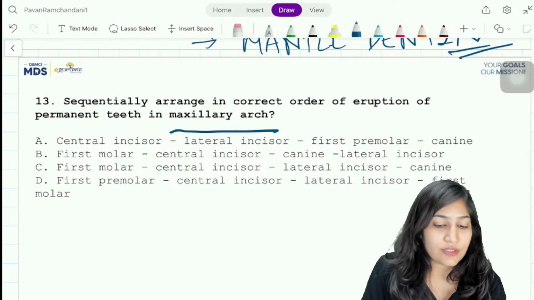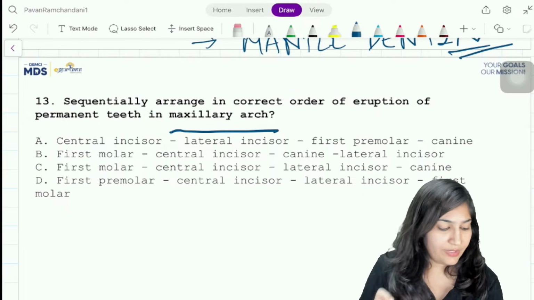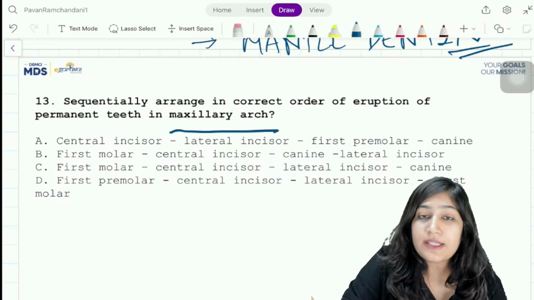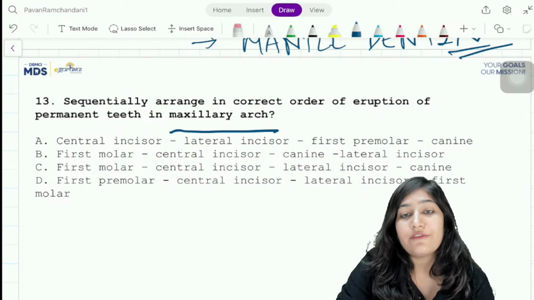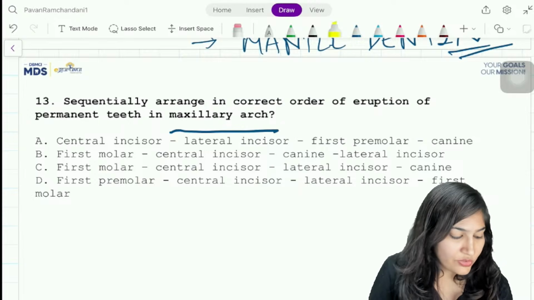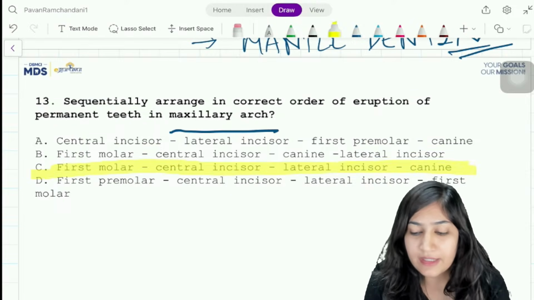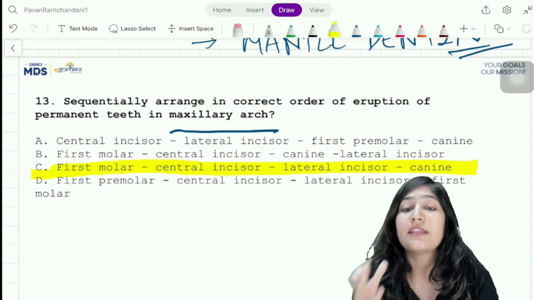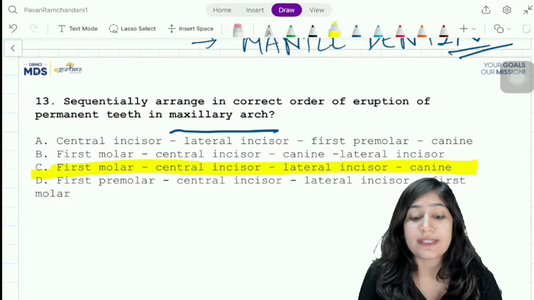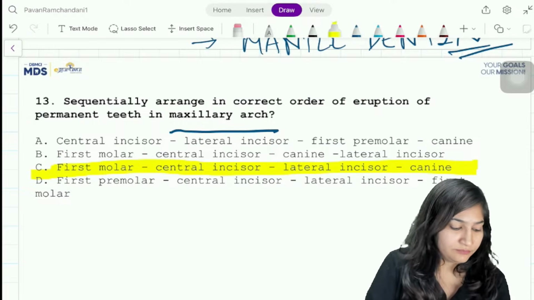So coming to our next option, first molar, central incisor, canine, lateral incisor. First molar, central incisor, lateral incisor, canine. Or first premolar, central incisor, lateral incisor, and first molar? What will be the correct answer here? Yes, all of you are getting it correct. First molar, central incisor, lateral incisor, and canine. As first molar is also given here, option C is correct. If first molar would have been absent from option C, then option A would have been the correct answer. Right?